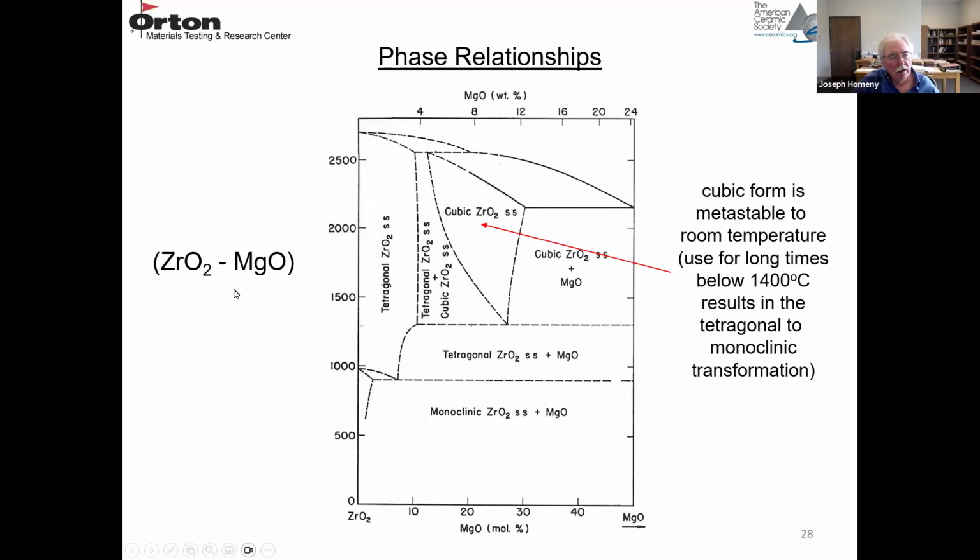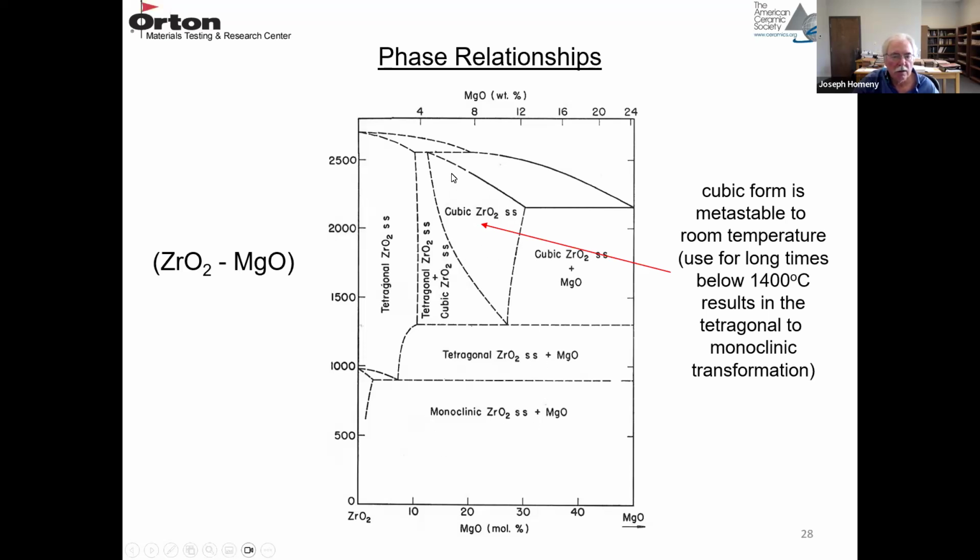And then the other additive, MgO, this is this ZrO2 MgO phase diagram, 100% ZrO2 on the left and about 50% MgO on the right. That's in mole percent. On the top here, we have the weight percent going from 0 to, looks like about 24%. So here's your cubic phase field, a cubic zirconia in this system. Below that, you have tetragonal zirconia and monoclinic zirconia.